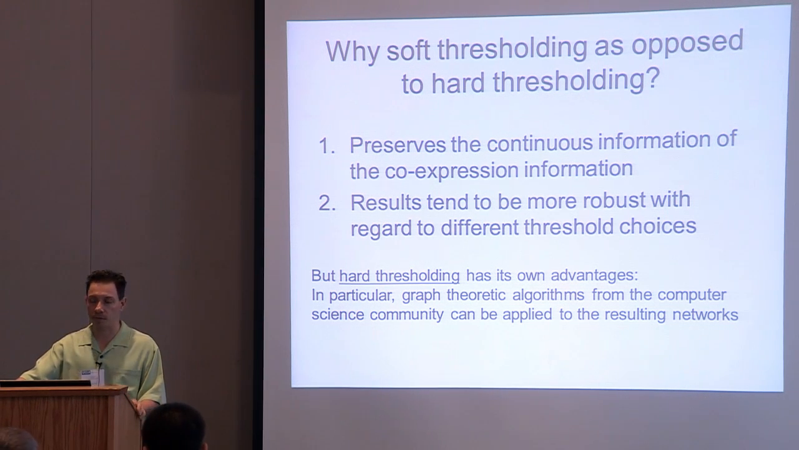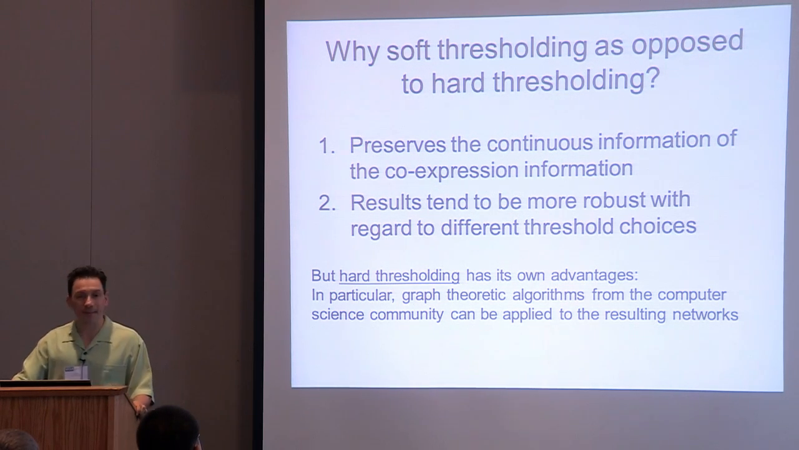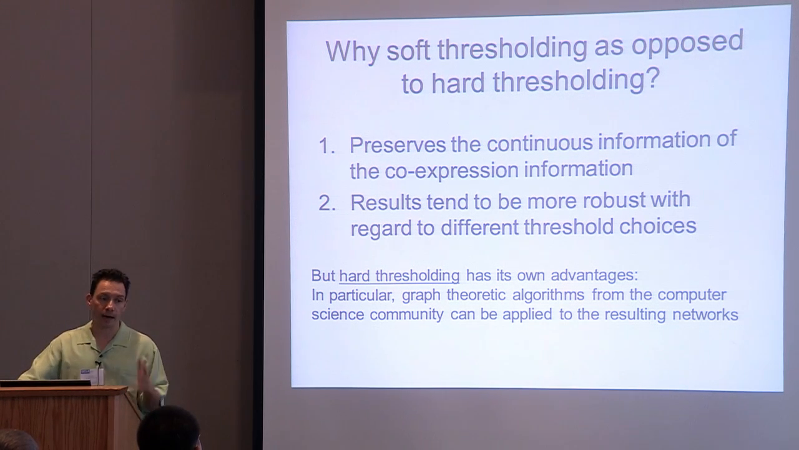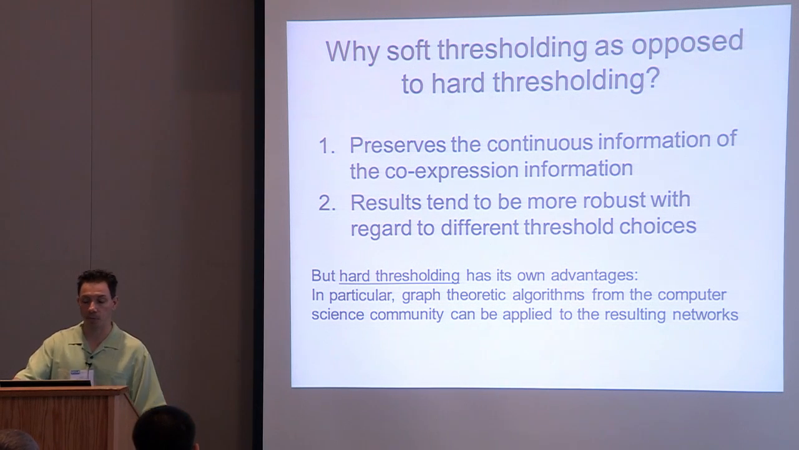So, as I said, these default choices for the power work really well. If I choose a power of 12 for a signed network, things really don't change much if I use a power of 8 or a power of 15, you know. And so that's a major advantage. You don't have to think much about it. In contrast, if you use a hard threshold of 0.8 or 0.5, you really get very different modules.